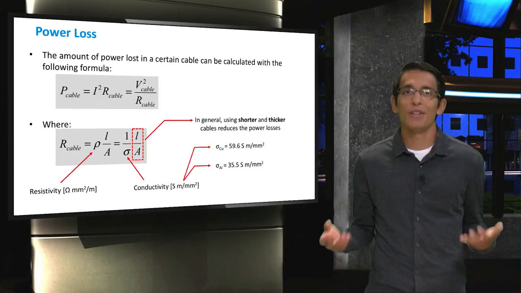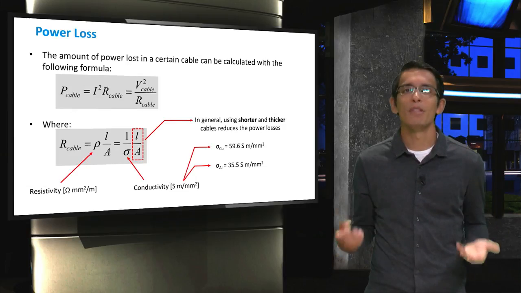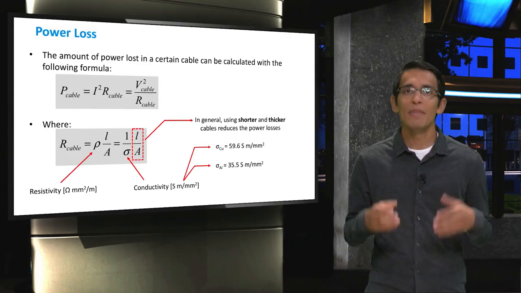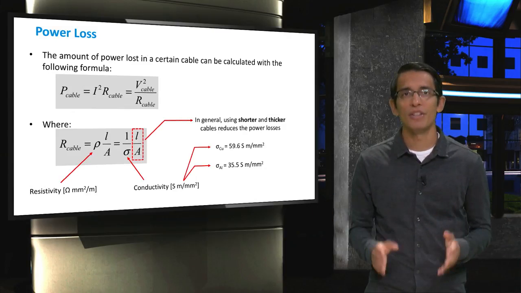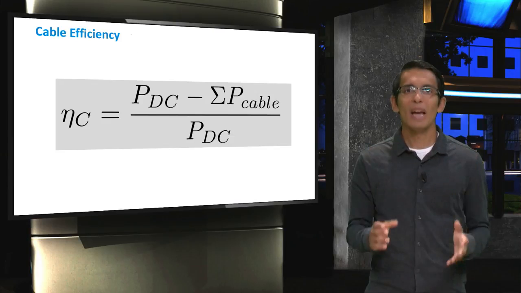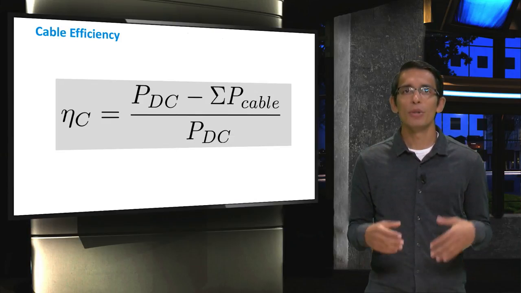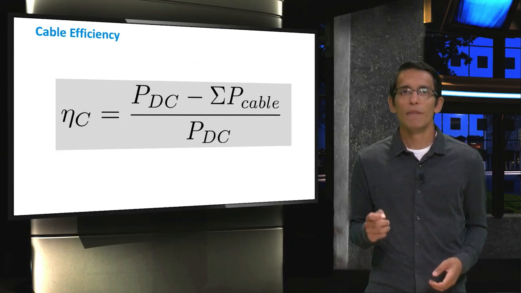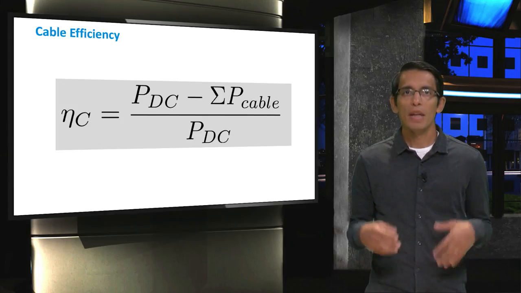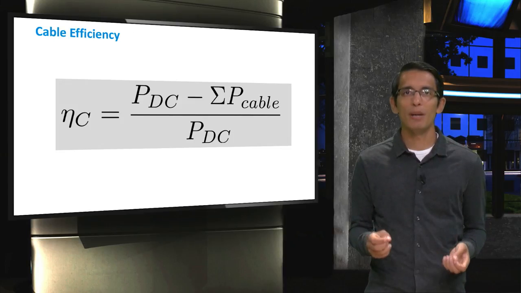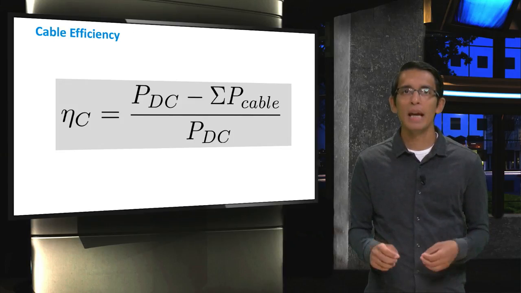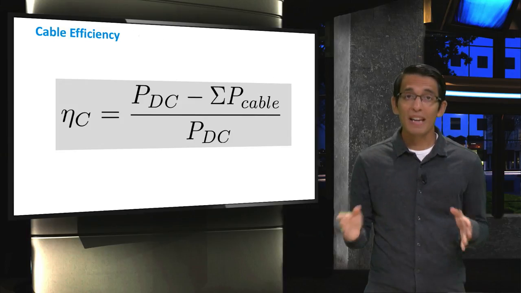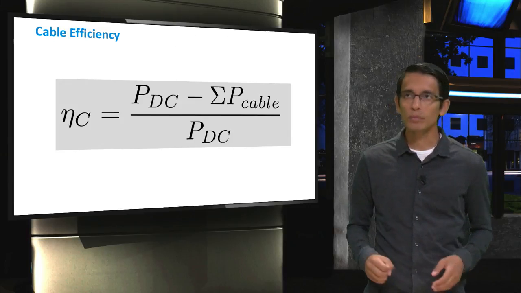So why don't we always just use extremely thick cables? Well, the problem is material cost. Therefore, we always try to use as thin a cable as possible that still meets the power requirements of our system. So we have been discussing power losses. Of course, you can always look at this as an efficiency. Here, eta C refers to the efficiency of the cables. It is defined by the DC power generated by the PV modules, P_DC, minus the sum of all the power losses of the cables divided by that DC power.